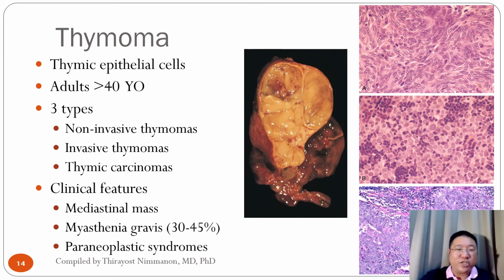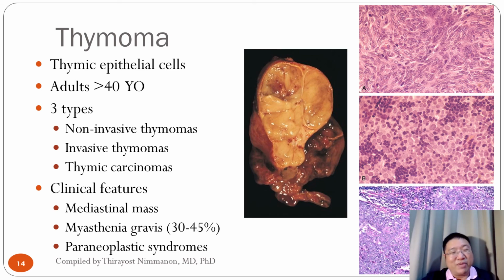The clinical feature may be a mediastinal mass. The location is the anterosuperior mediastinum, right? So for an anterosuperior mediastinal mass, one common cause is thymoma. And some of those who have thymoma will also have myasthenia gravis.